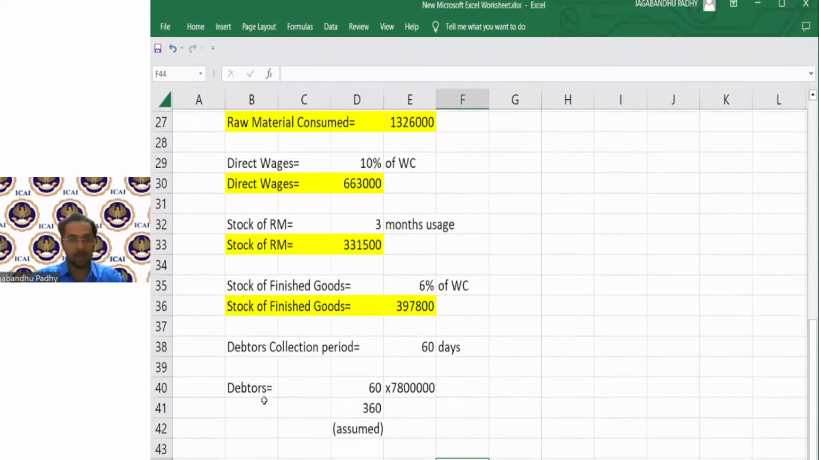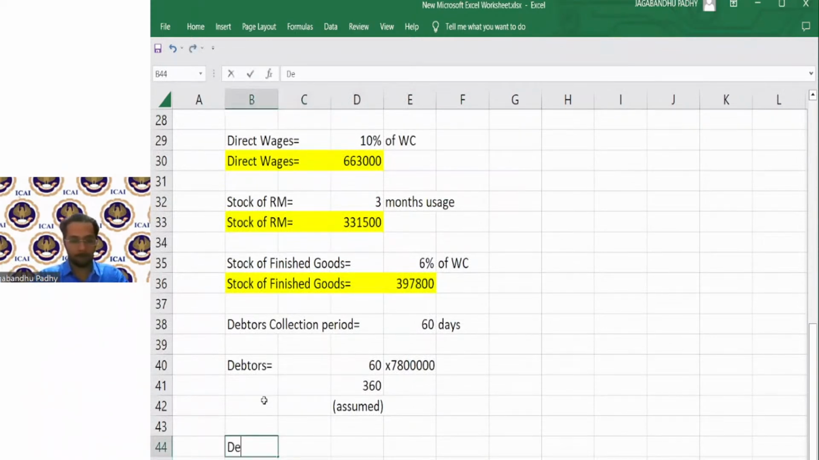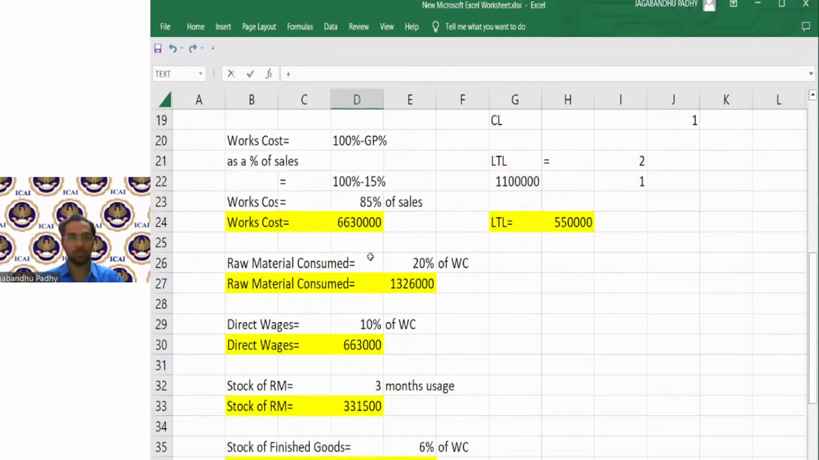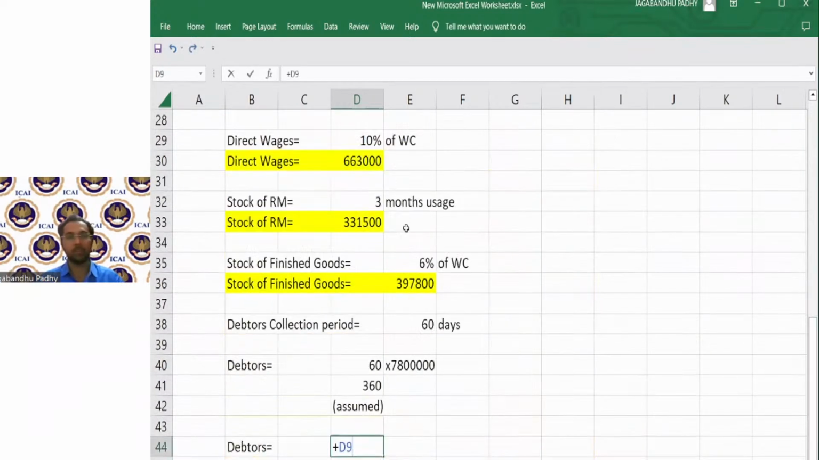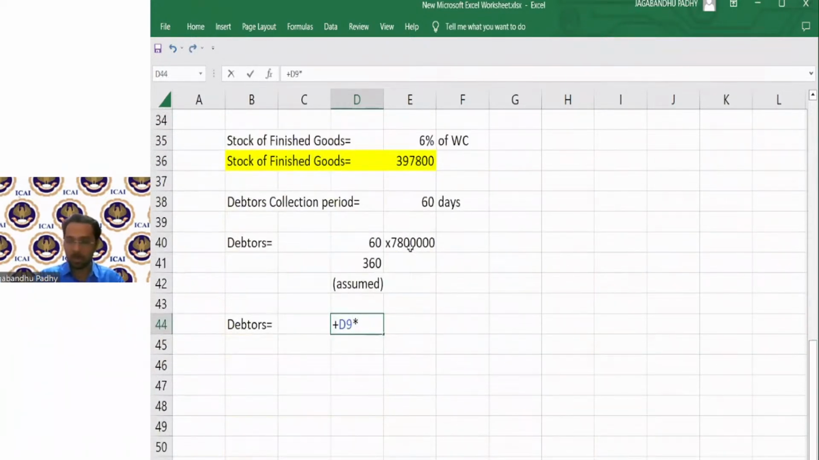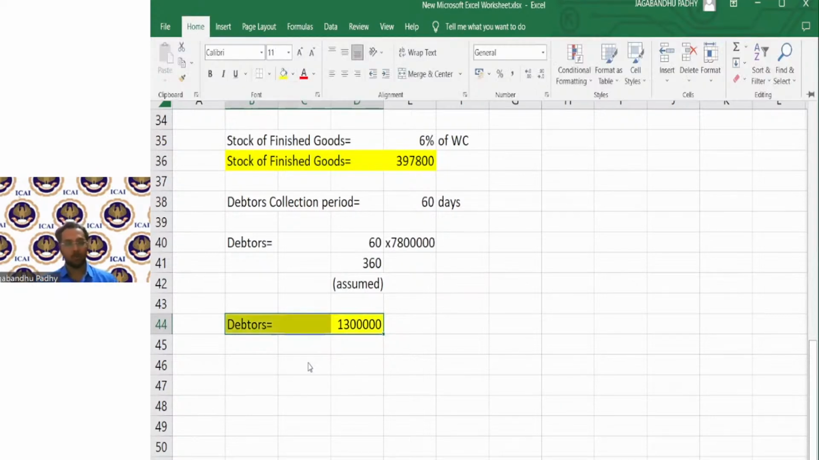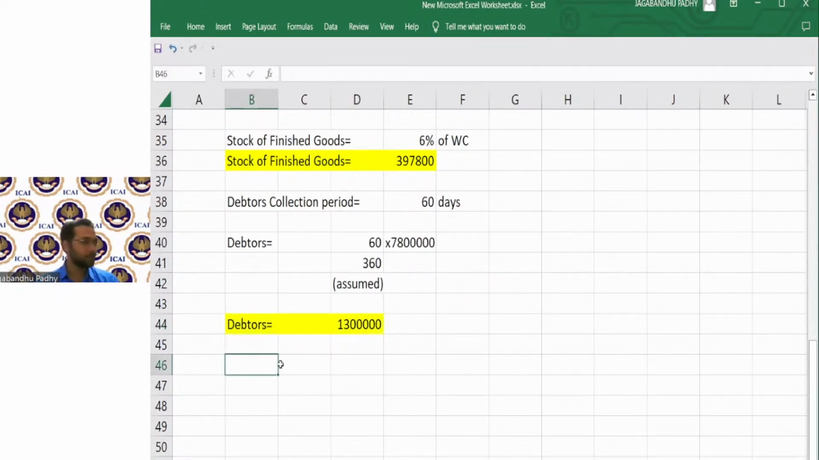So the debtors balance is going to be equal to 78 lakh, that was the sales which we had calculated, into 60 divided by 360. So debtors amount is 13 lakh. Amount of debtors is 13 lakh.